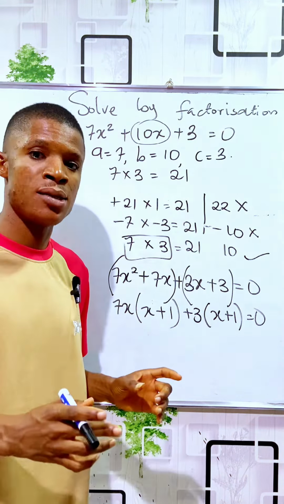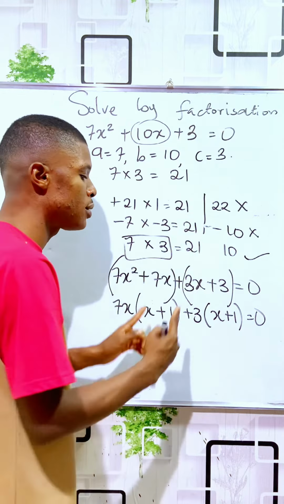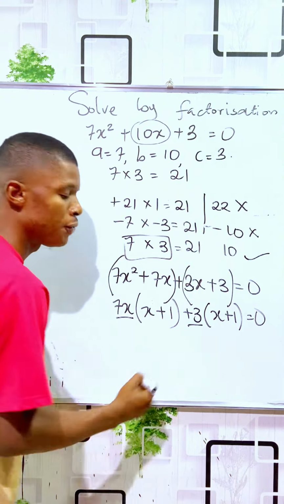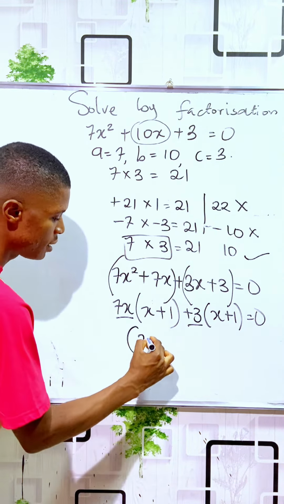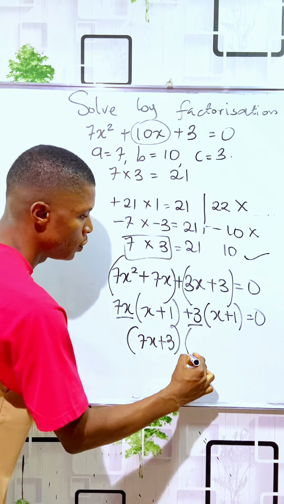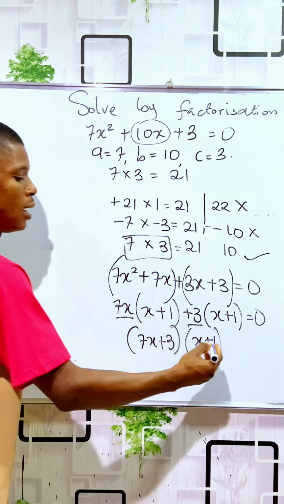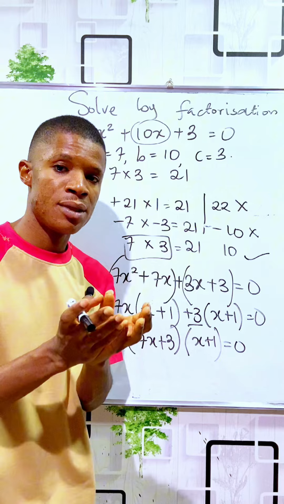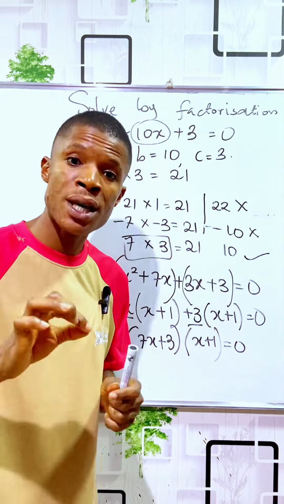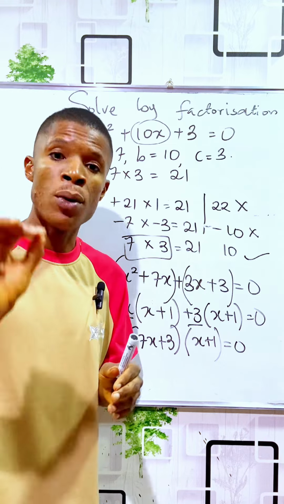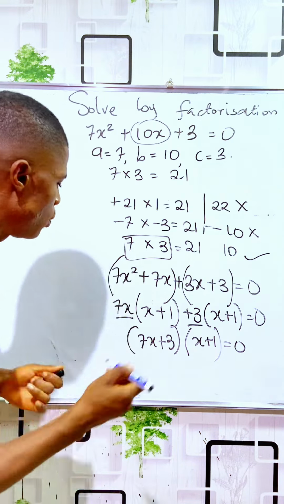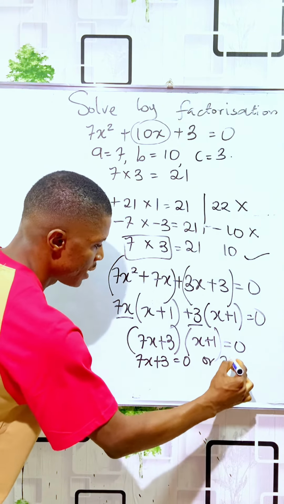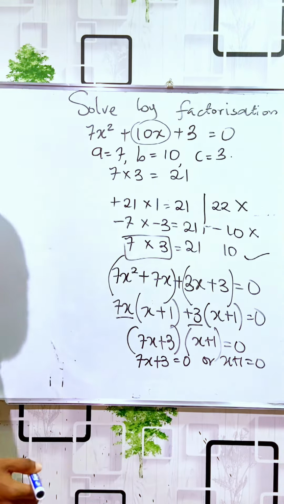Recall, in any of your factorization, you should make sure that the two bracket terms are the same. So you can now use this and this to form a unit bracket. You have 7x plus 3 times x plus 1, equal to 0. Observe, whenever you are multiplying two terms and the result is 0, this means that one of the terms is 0 or both of them are zero. So that means 7x plus 3 is equal to 0, or x plus 1 is equal to 0.